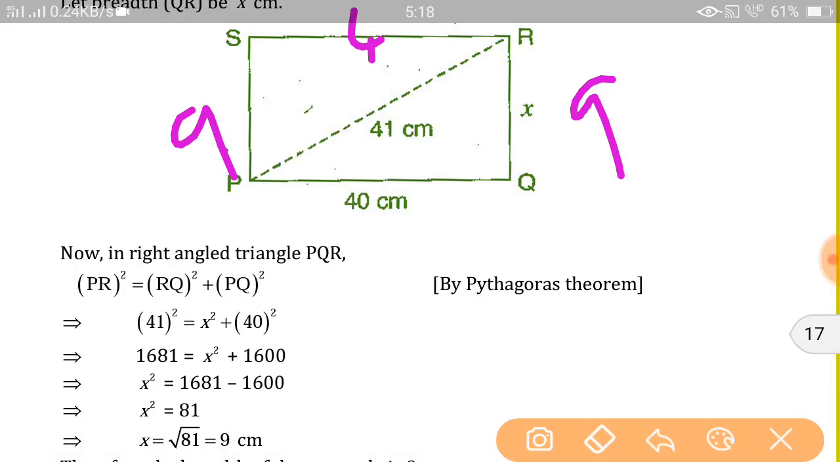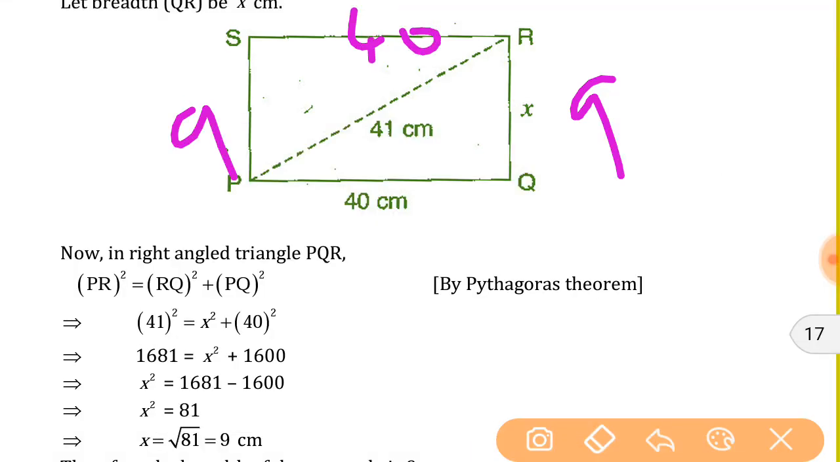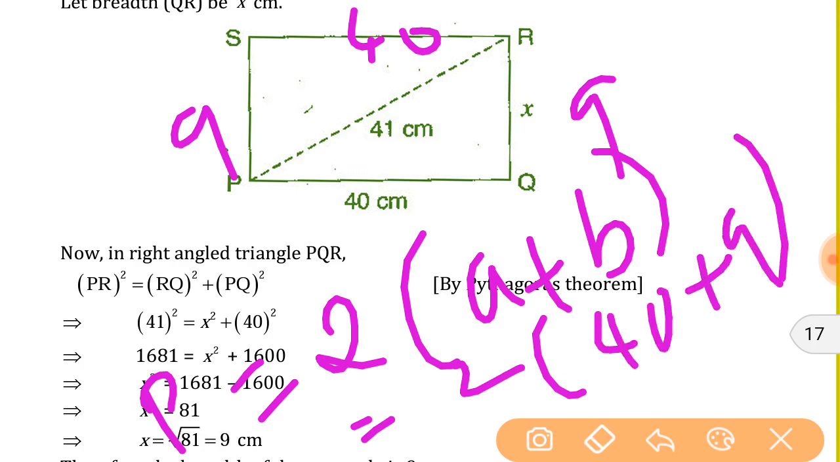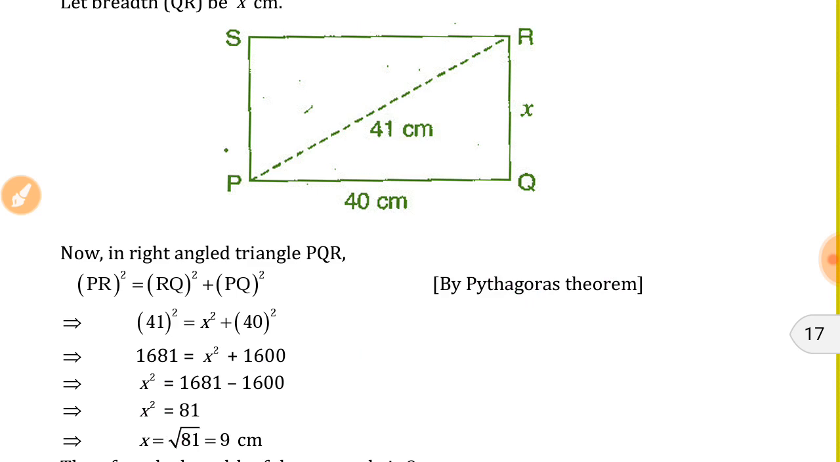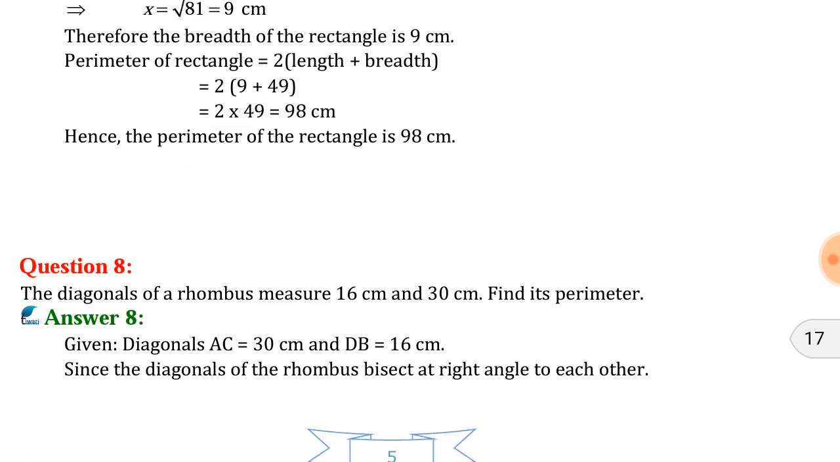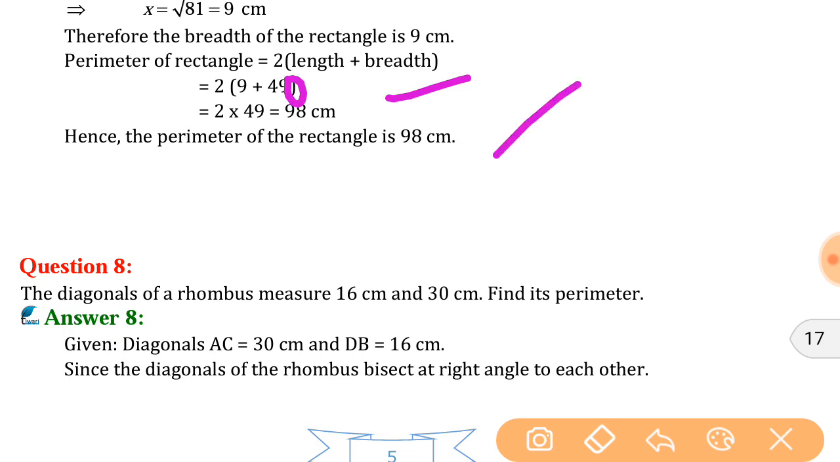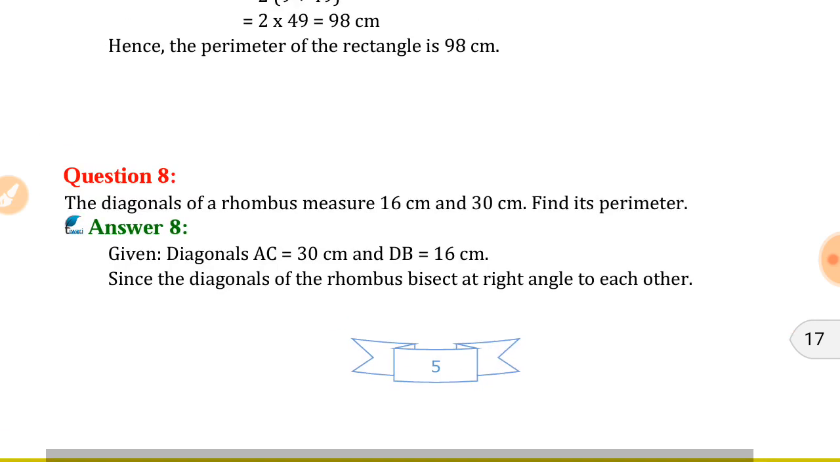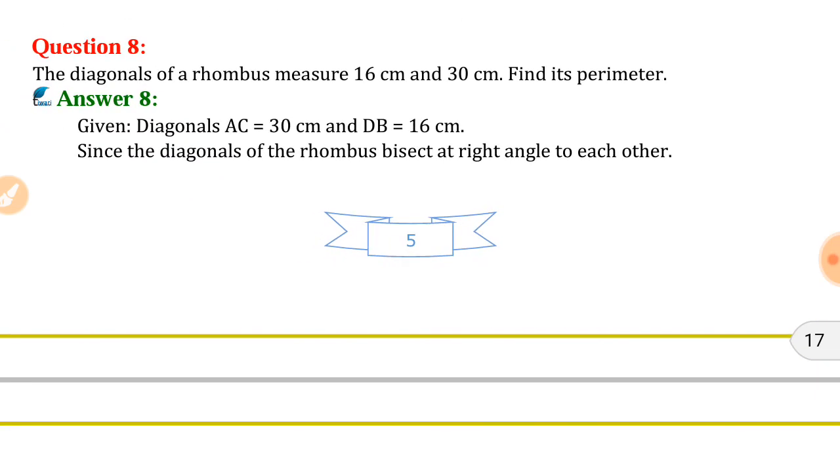This is 40. Then add all, or you can use the perimeter of rectangle is equal to 2 into a plus b. So what is 2? A is 40 centimeter plus b is 9 centimeter. 49 into 2. By adding all like that also you can find, or directly you can find 49. It is 98 centimeter is the perimeter. So this is the last question of this exercise and last question of this lesson.